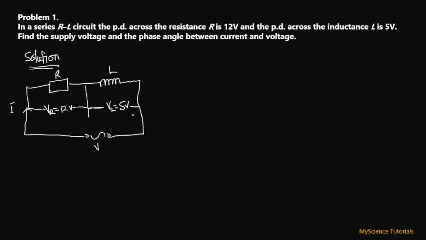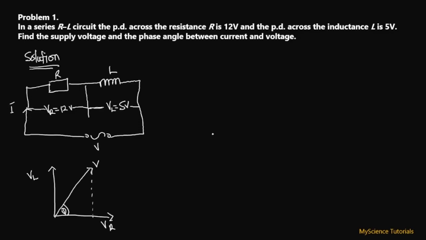All right, so now that we have this circuit diagram, we've been asked to find the supply voltage, which is the phasor sum of these two guys over here, and also find the phasor angle. That is, if we draw the phasor diagram, we're going to have something that looks like this. We'll have our VR over here, and then we have our VL over here, and then this V will be here, and this angle is what we are supposed to find. All right, so let's have a look at how we solve this problem.